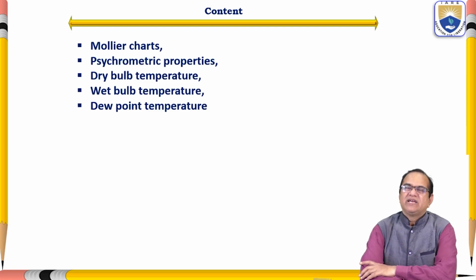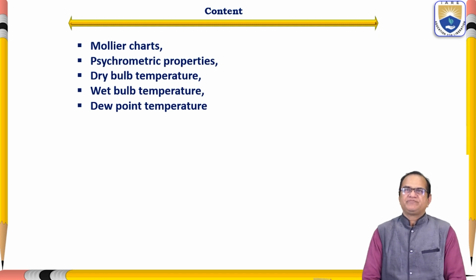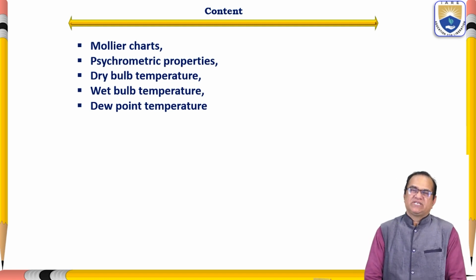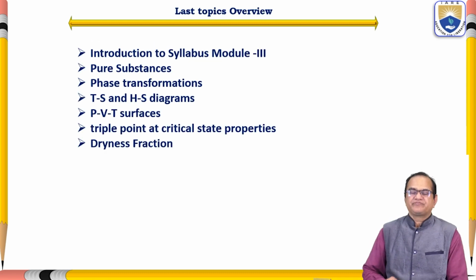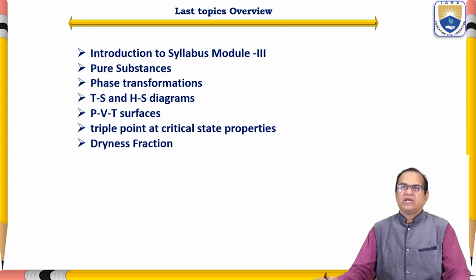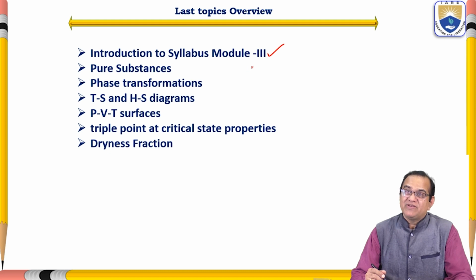In today's lecture, I am going to discuss Mollier charts, psychrometric properties, dry bulb temperature, wet bulb temperature, and the dew point temperature. So we have already covered the syllabus of the previous lecture.